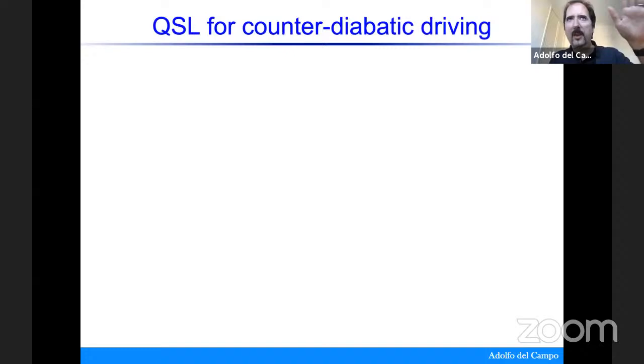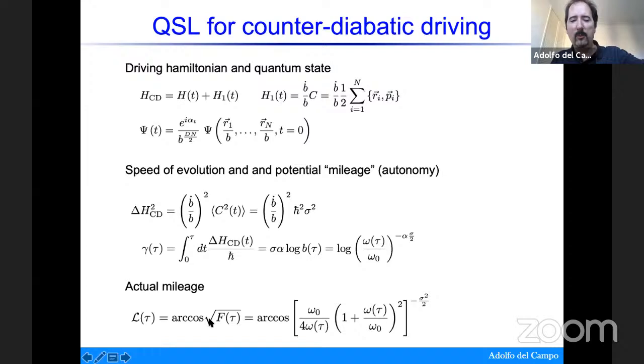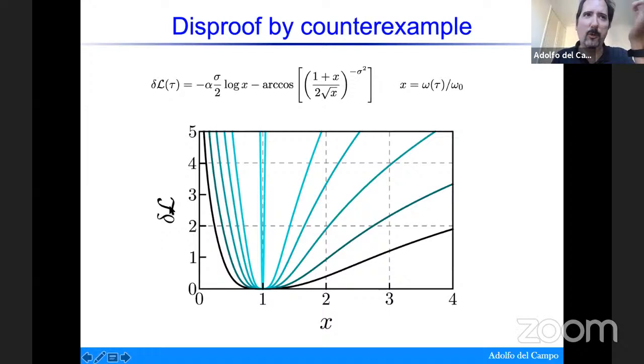You can compute everything for this system and show that you have access to the energy fluctuations and to the Bures angle, and you can show the deficiency in reaching the speed limit as a function of the expansion factor. It turns out this is a highly controlled system where everything depends on the ratio between the final and initial frequency.